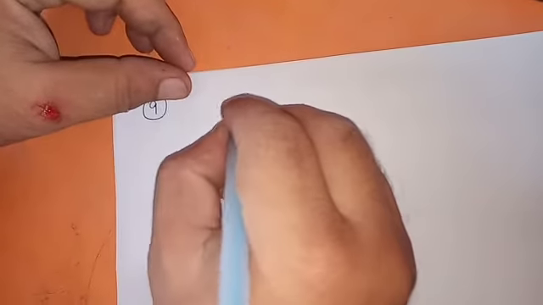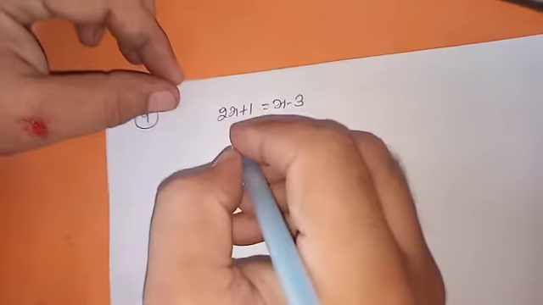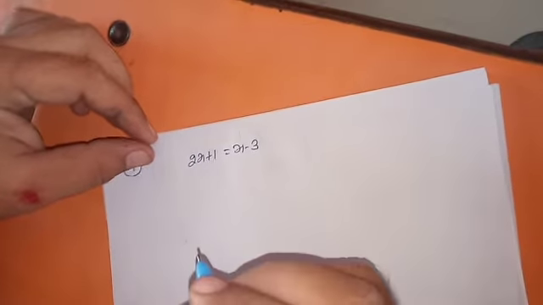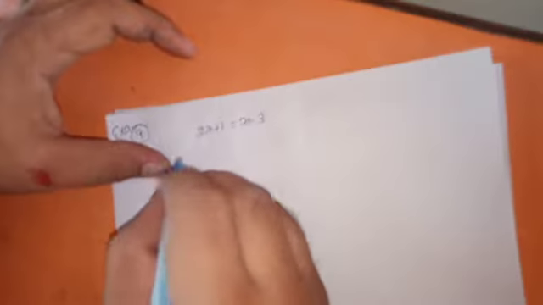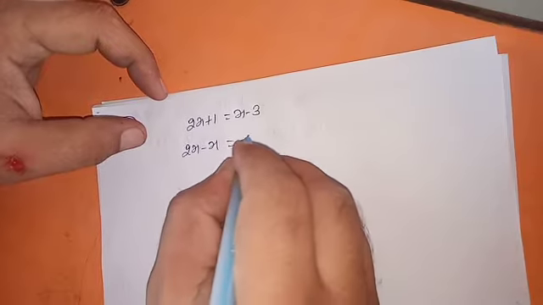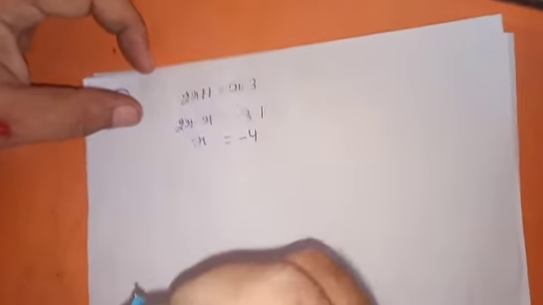Like the example number 9 given in your book: solve the equation 2x plus 1 is equal to x minus 3 and represent the solution first on a number line, second on the Cartesian plane. So you can check this one time. So 2x minus x is equal to minus 3 minus 1, which means x equals minus 4.